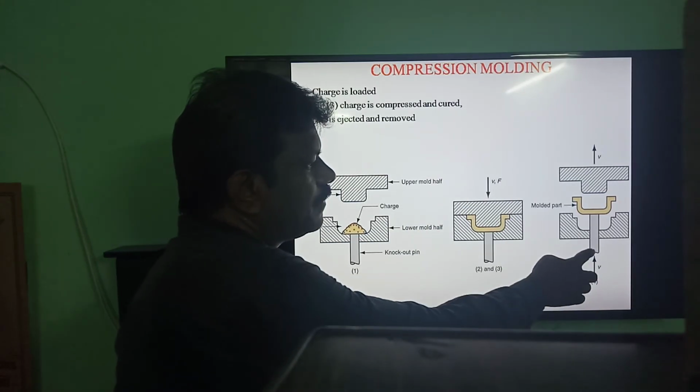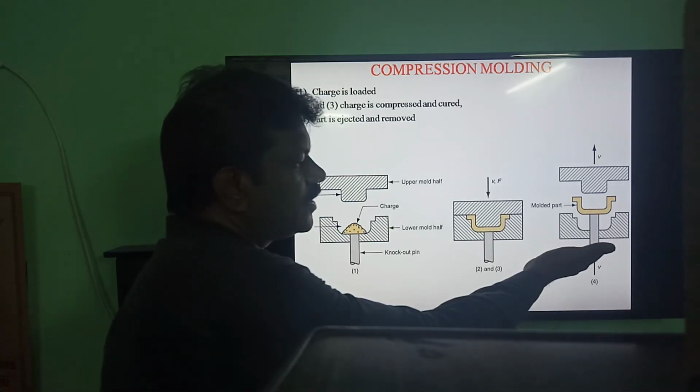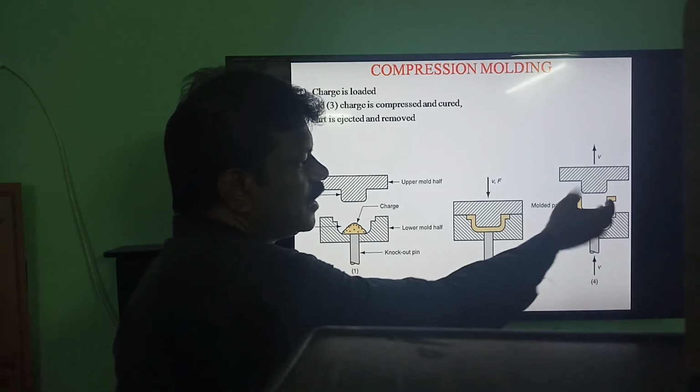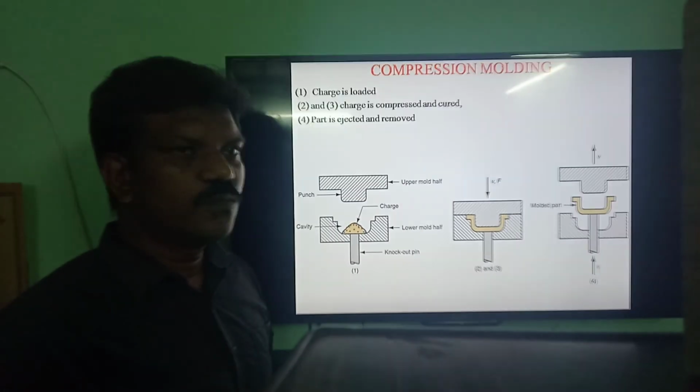Here we have the ejector pin. This ejector pin is a spring loaded pin, so naturally this ejector pin will be coming up. Therefore your product is coming out, right? So this is called the compression molding process.